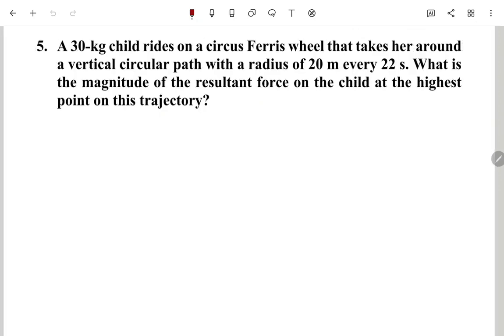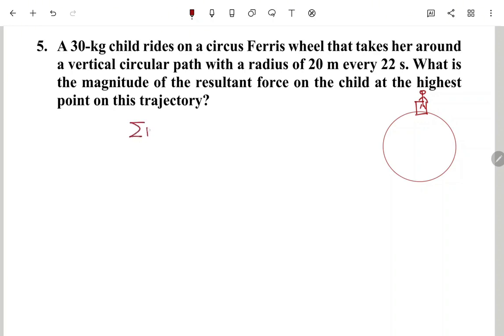A 30 kilogram child rides on a circus Ferris wheel that takes her around a vertical circle path with a radius of 20 meters every 22 seconds. What is the magnitude of the resultant force on the child at the highest point on this trajectory? Now let's see here. Here's the situation. Here's the Ferris wheel, and the child at the top of this Ferris wheel sitting like this.